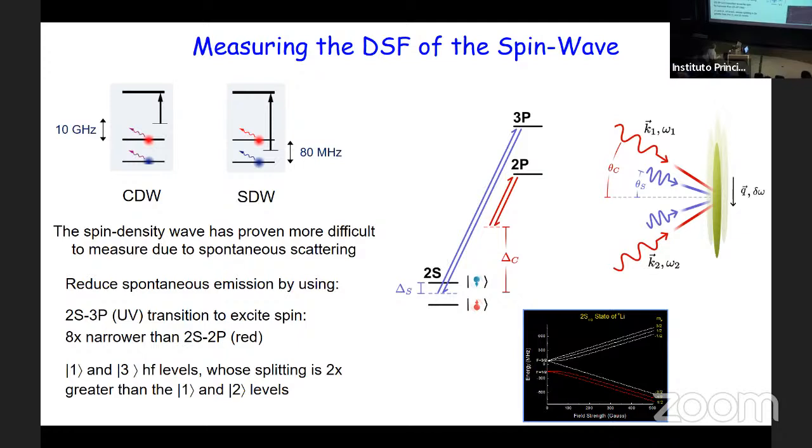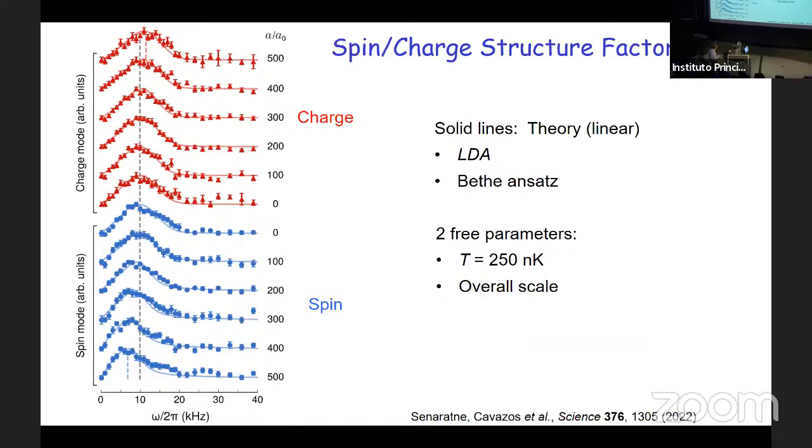So what we did to improve it was to use not the 2s to 2p transition, but rather the 2s to 3p transition, which is about 10 times narrower than the red. This line width of 2p is, I think, 6 megahertz, and this one's 800 kilohertz. And we also used the third level rather than the bottom two. We used the bottom and the top, the first and the third, and that increased the splitting between these two levels. All right, and that worked. So we were able to do this experiment with separately exciting the spin wave and the charge wave and avoiding all the spontaneous emission, all the heating from that.